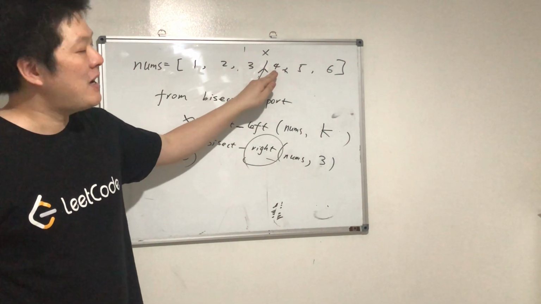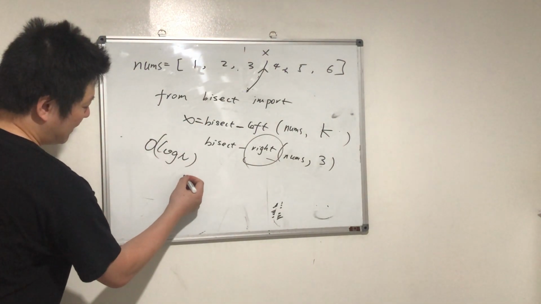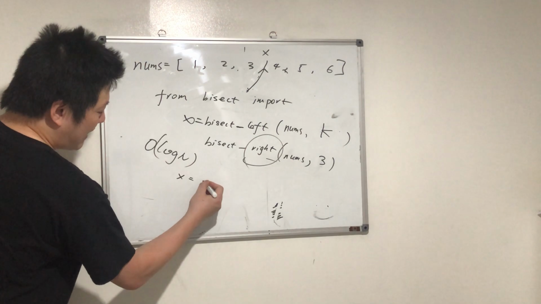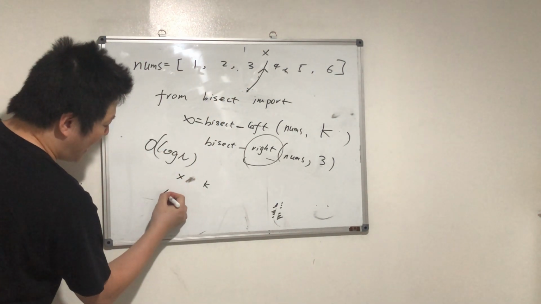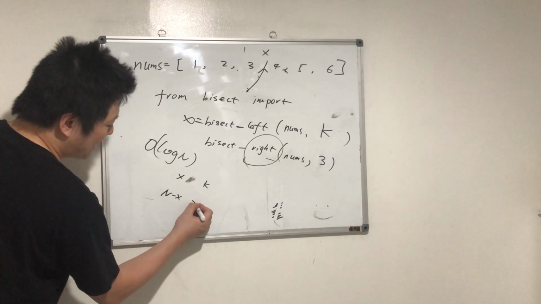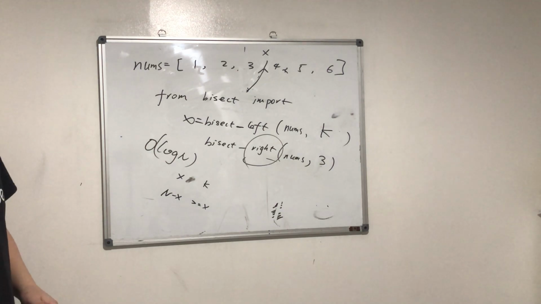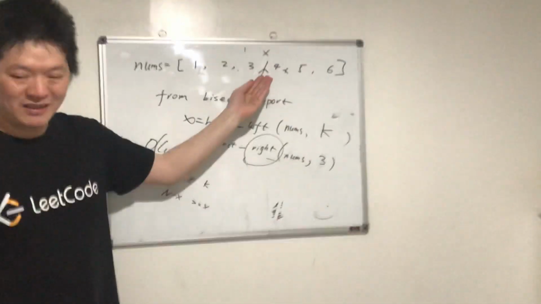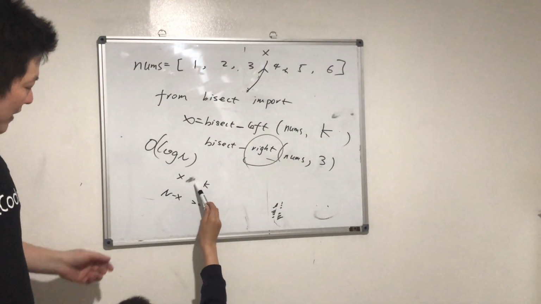So, can you tell me, are there x numbers bigger than k, or are there n minus x numbers bigger than k? Which one? Pick one. If this is sorted, you've got a 50% choice.